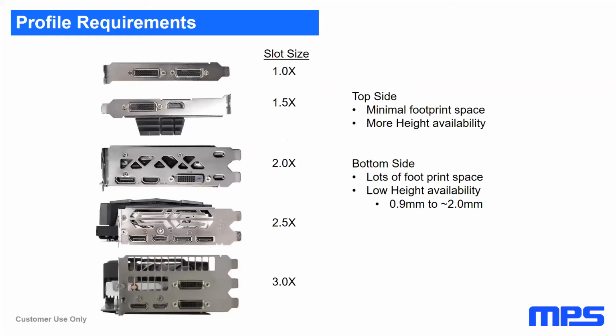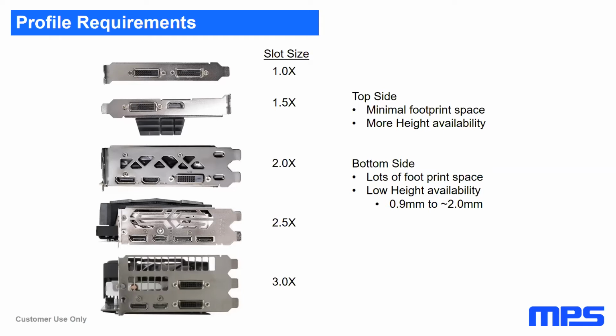So this is one of the big things about accelerator cards: the profile requirements. And this is where MPS, as I'll talk about later in this webinar, has really been able to shine. Depending on where the power is being placed, there's different space available. On the top side of the board, that's typically where most of the computing or memory will be placed, or, like I said, some of the interface connectors like the SFP ports. This gives us a limited amount of footprint space.